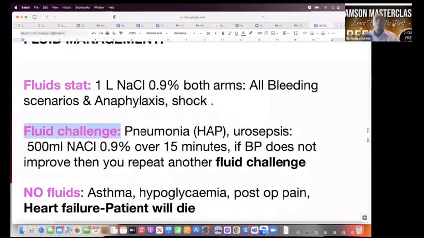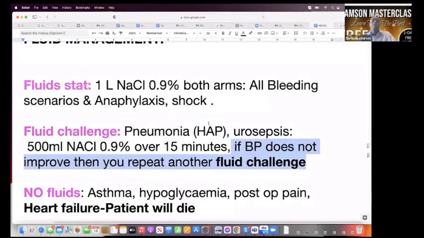Fluid challenge. A fluid challenge, we're giving 500 ml of normal saline over 15 minutes. Okay, the blood pressure is low. Usually it's better in elderly patients who may be in hospital with different problems, and there could be heart issues as well. So instead of aggressive fluids, we do a fluid challenge, 500 ml of normal saline over 15 minutes. If the blood pressure doesn't improve, then you repeat a fluid challenge again over 15 minutes and see the response. So we're a little bit careful with the fluid, not to worsen other issues like heart failure.